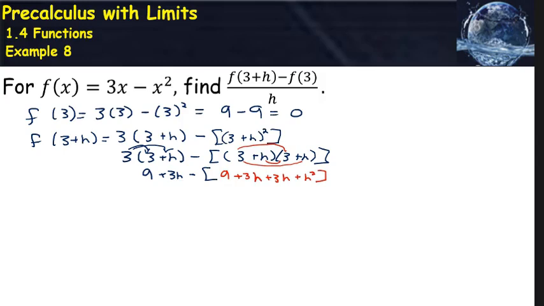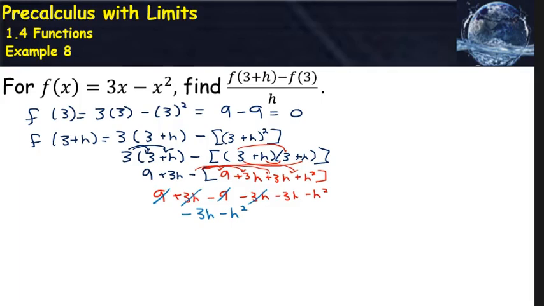Then I need to distribute that through. So I get 9 plus 3h minus 9 minus 3h minus 3h minus h squared. And actually I could have combined those first, but I didn't. So now let's see what cancels here. The 9's cancel. I have a positive 9 and a negative 9, and one of the positive 3h's cancel with one of the negative 3h's. So this is just negative 3h minus h squared.